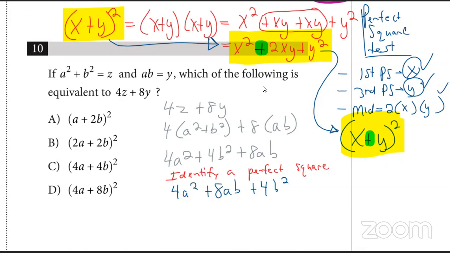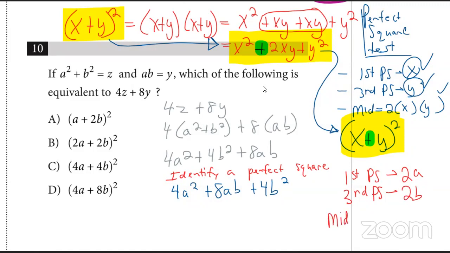So once we're suspicious that this is a perfect square, we want to write it in the order that you see them. Our prototype example is x squared plus 2xy plus y squared. Notice the similarity: 4a squared plus 8ab plus 4b squared. It's got the same general shape. Is the first term a perfect square? Yes, because the square root of 4a squared is 2a. Is the third term a perfect square? Yes, because the square root of 4b squared is 2b.